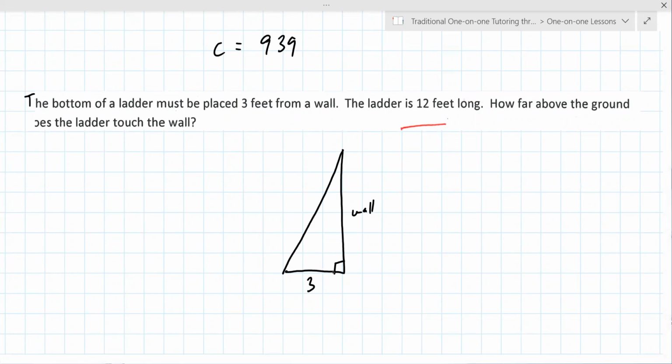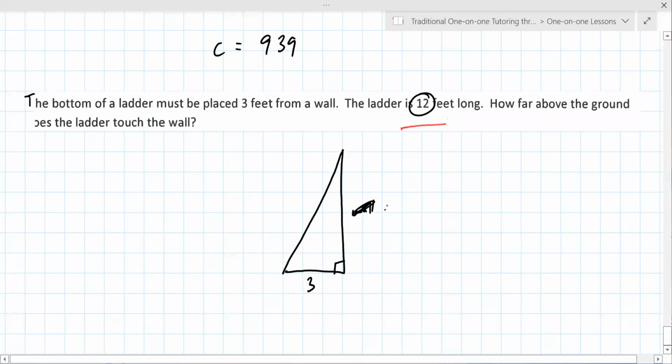When you look at this problem, what stands out to you? Which dimension is 12 in this problem? Let's do it the other way. What are you trying to find here? How far above the ground does the ladder touch the wall. Which side is that in the triangle? Oh, it's on the right. Yeah. So this is our variable. We can call this H. So that means 12 has to be the other side here.